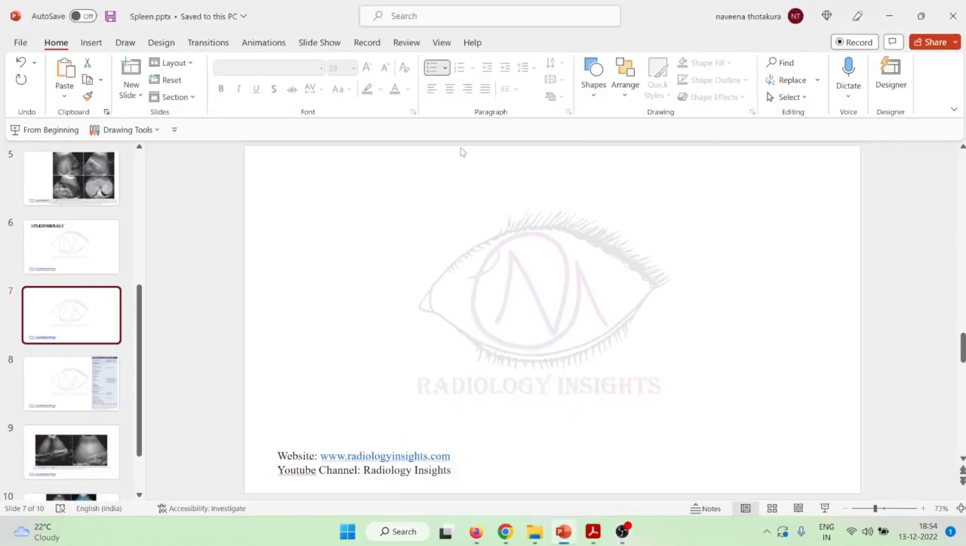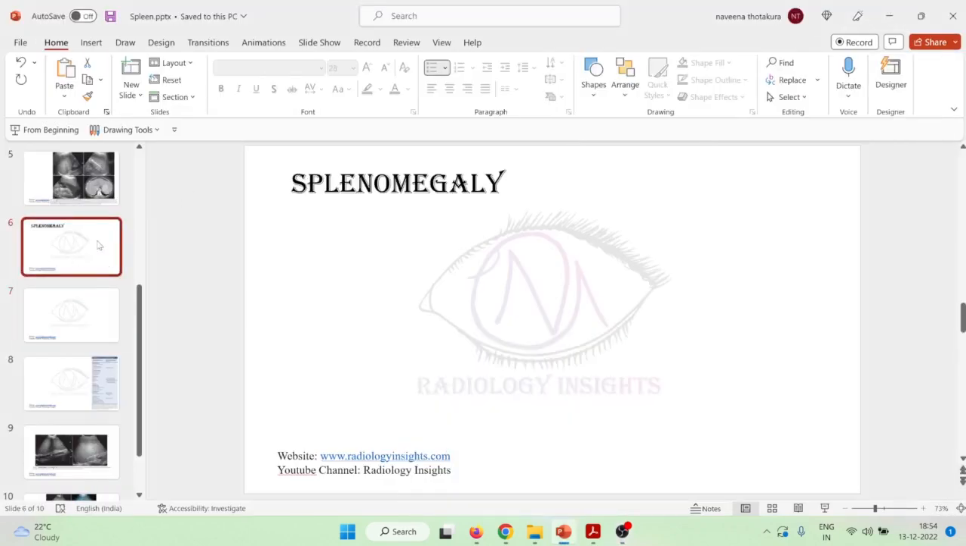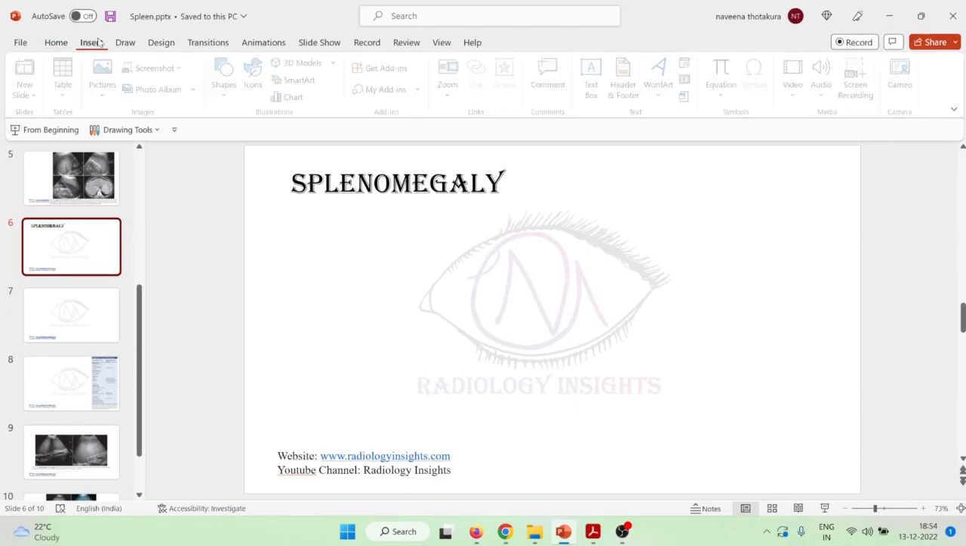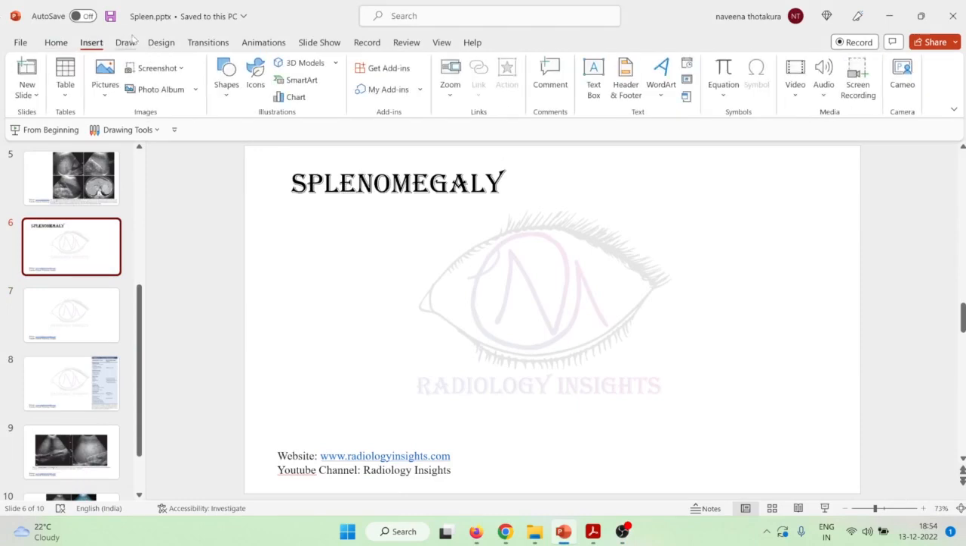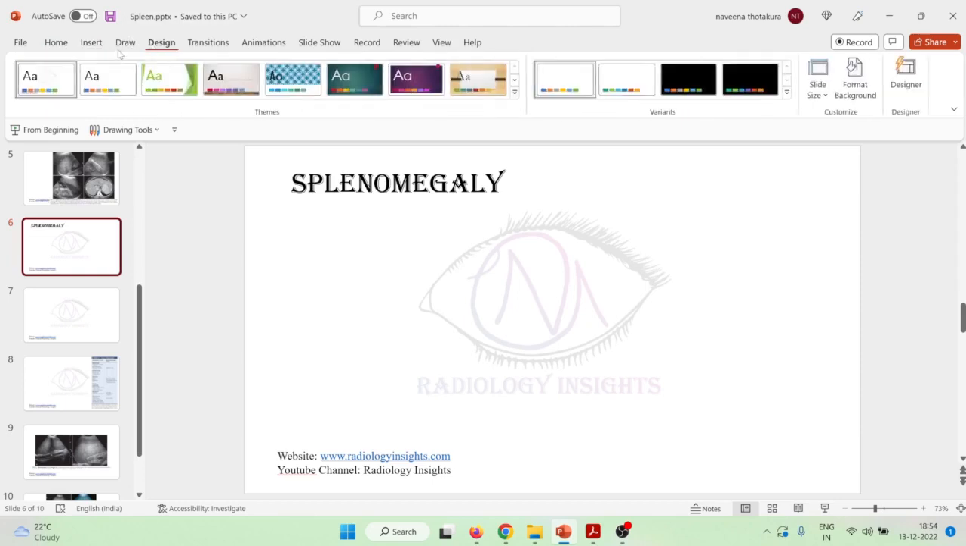Hello friends, let us now learn some important points about splenomegaly. An increase in the size of the spleen is called splenomegaly.